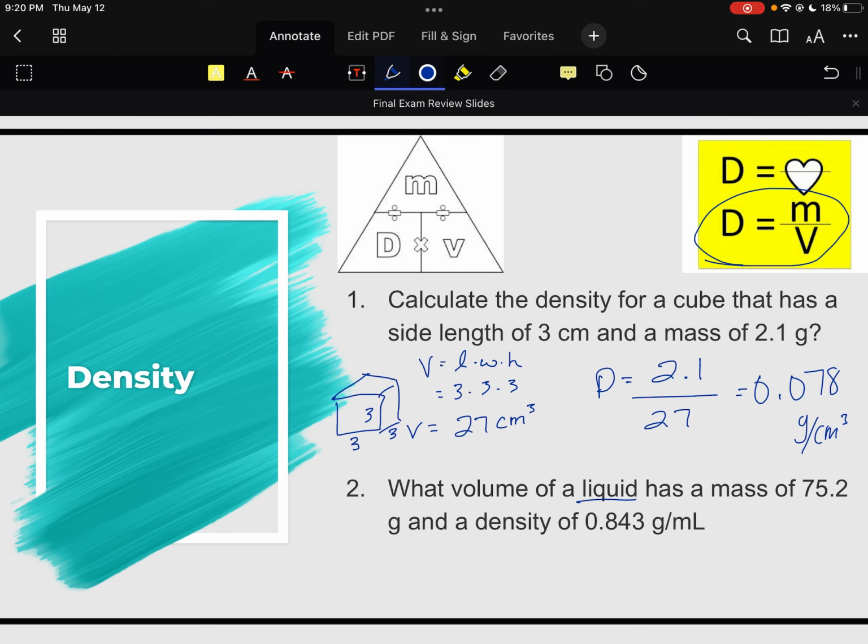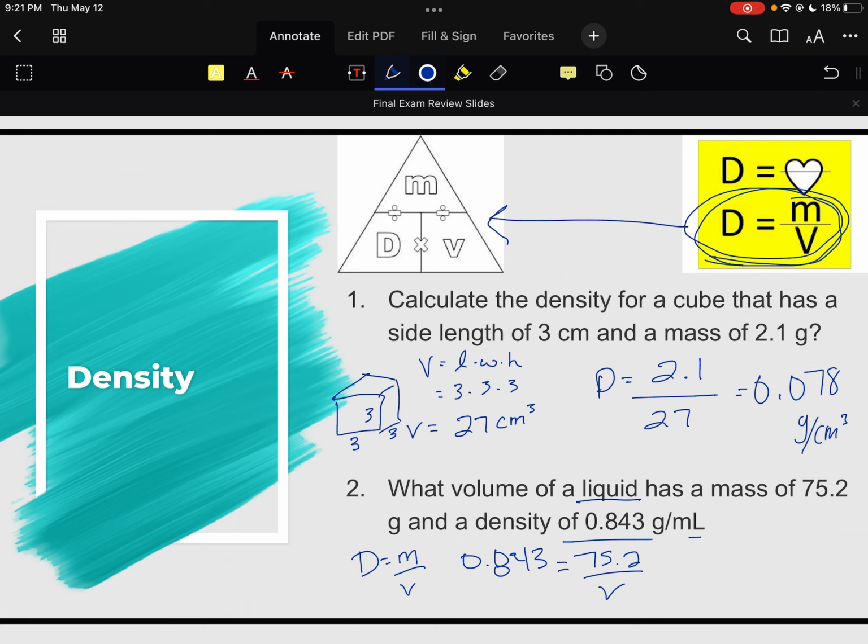Okay. For number 2, we have a liquid. So we measure volume in milliliters. So here's my sugar volume. In this case, it gives me the density, 0.843, and it gives me the mass, but it doesn't give me the volume. So I like to use the triangle when I'm doing any of these calculations. So you just plug it in. You can see exactly the way that it looks. It goes into the triangle. So density on the side, M and V on top of each other.